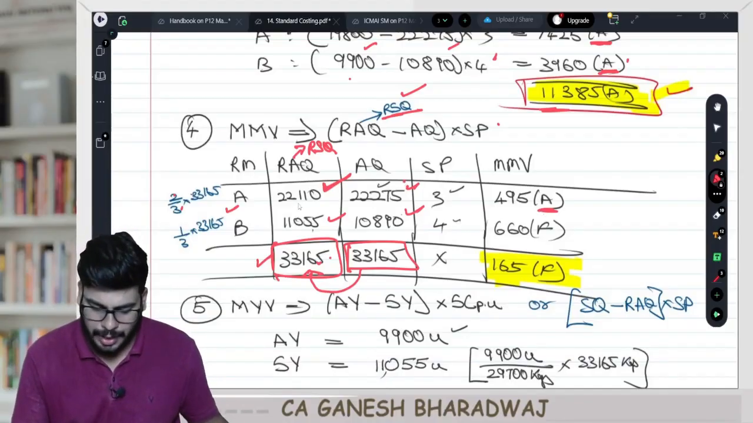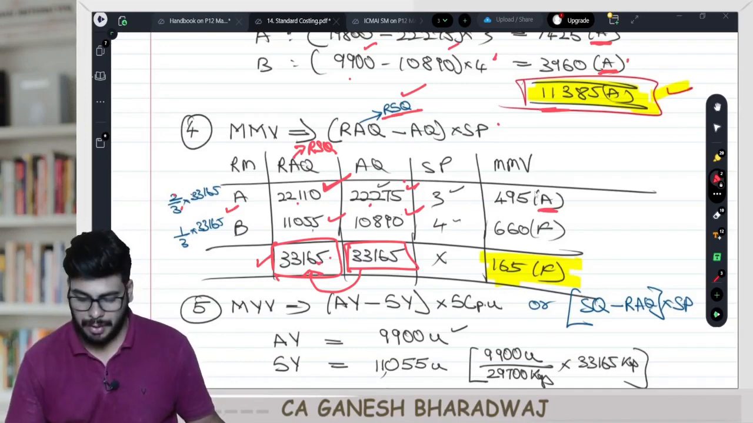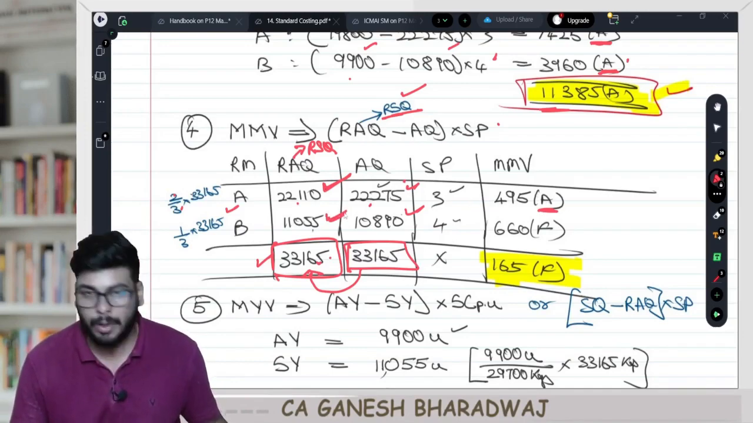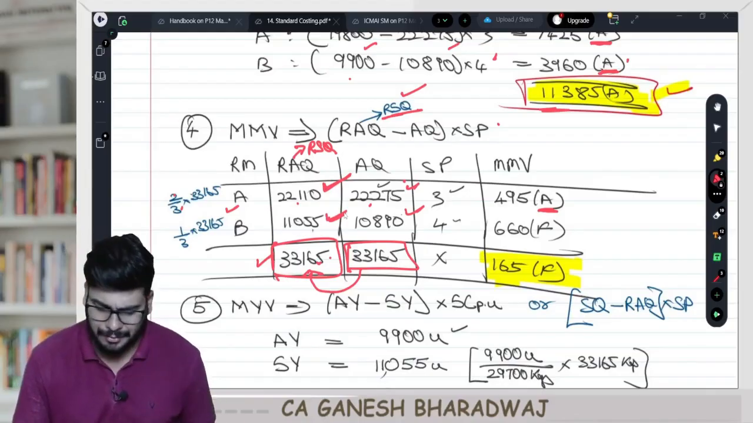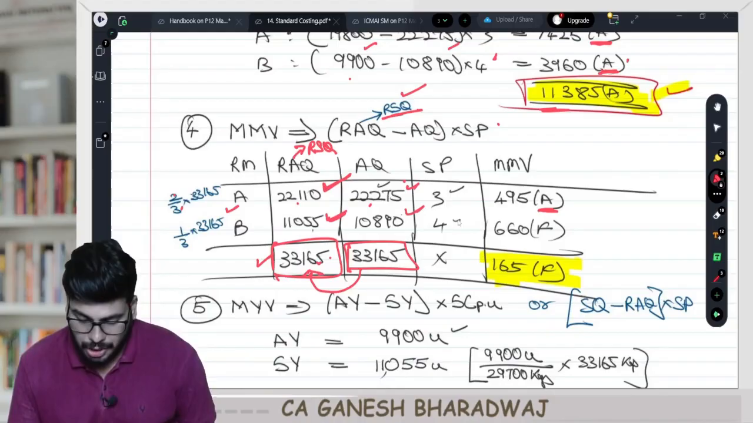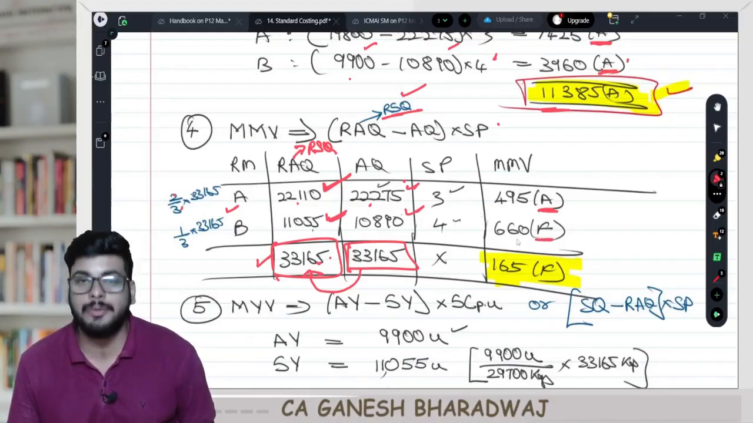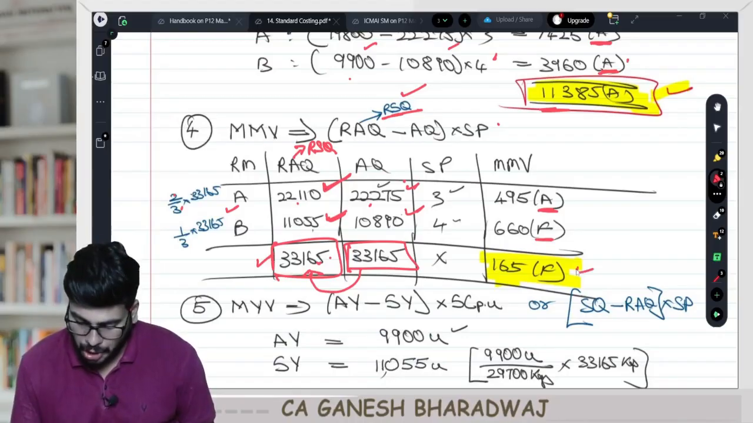You calculate this: 22,110 minus 22,275 into 3. You get 495 adverse. Similarly, you could have consumed 11,055, but you've just consumed how much? 10,890. So now clearly this is a favorable variance. So into 4 you get how much? 660. So now overall you get a favorable variance.